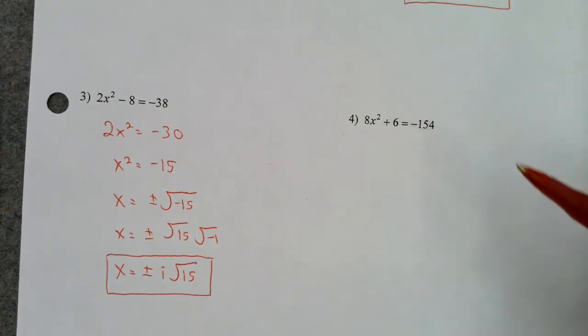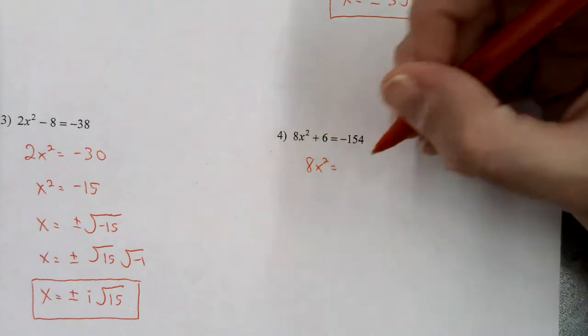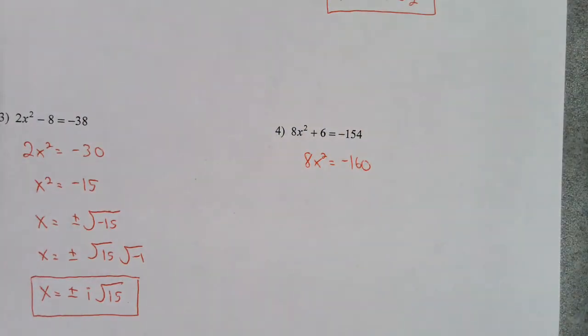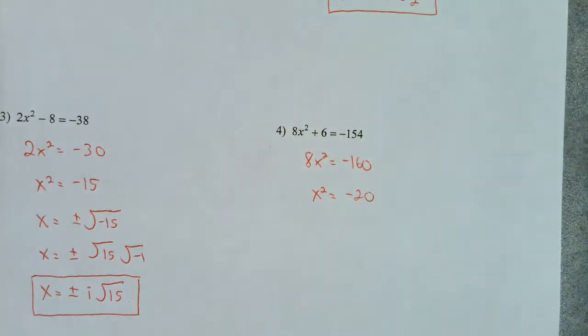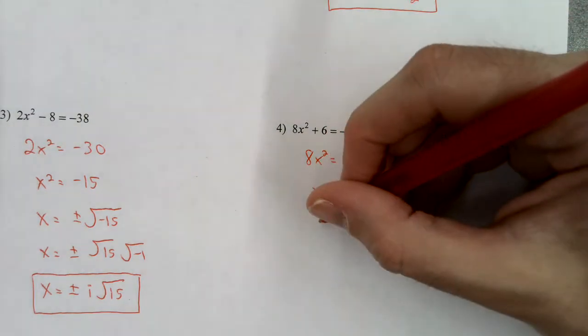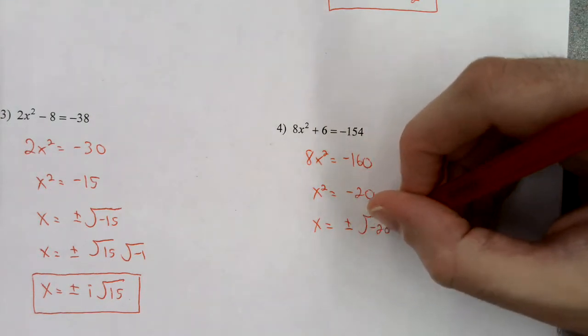Okay, this next one, let's subtract 6 on each side. So 8x squared equals negative 160. Divide by 8, x squared equals negative 20. Take the square root of each side, positive and negative on the right. So we get that.